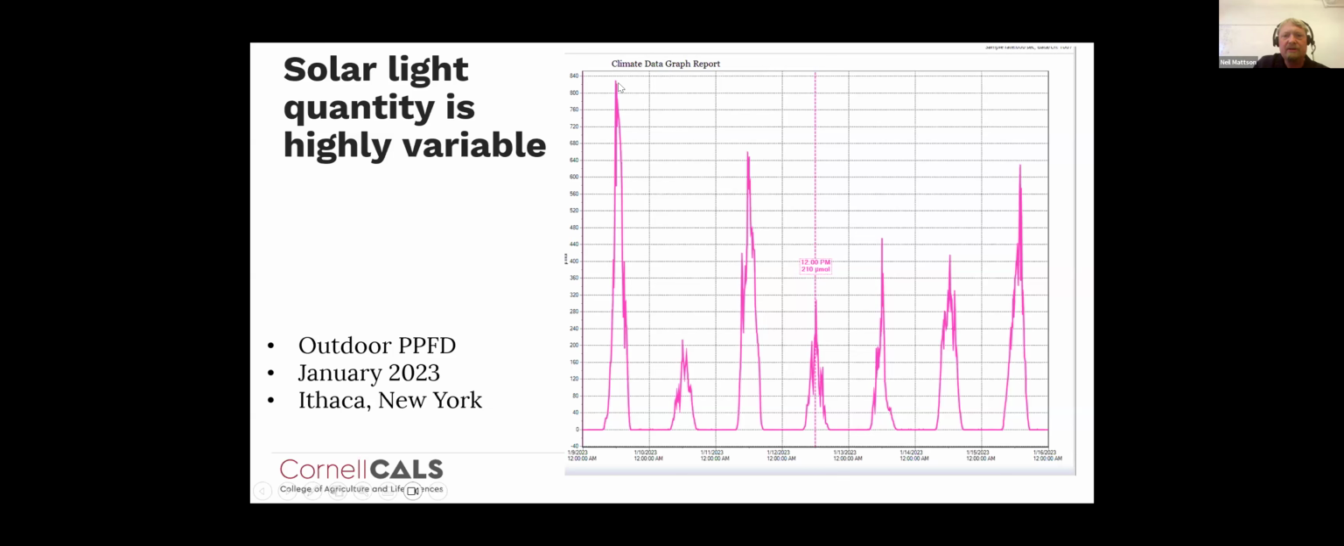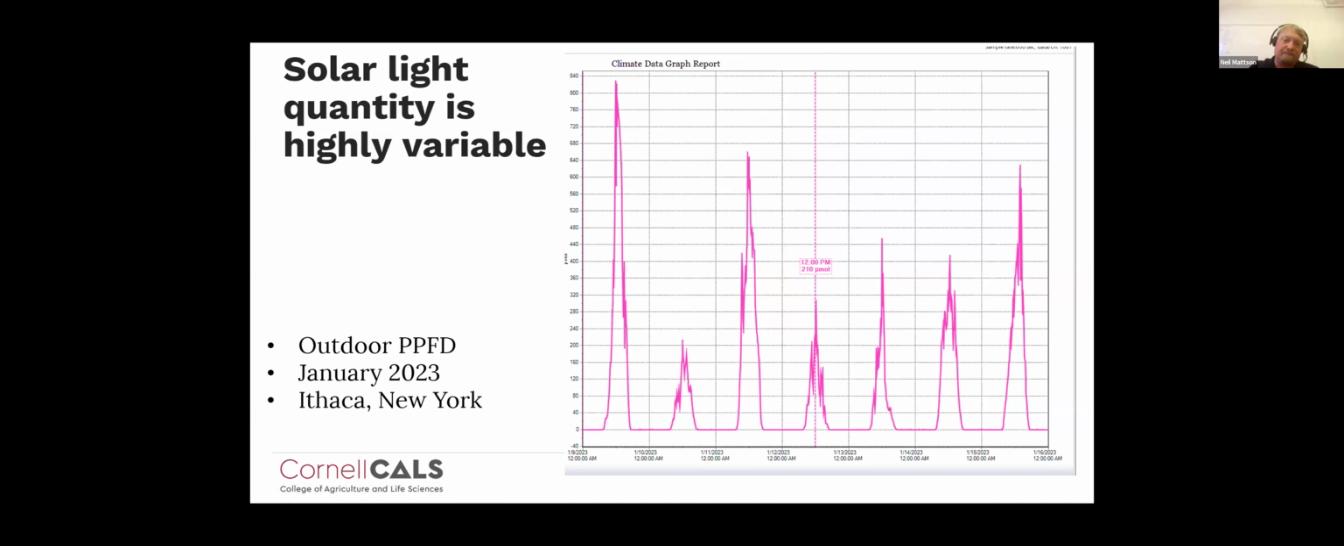At least during the middle of the day, we had up to 800 micromoles per meter squared per second of light. Then there were cloudy days when we would only get up to 160 or 200 during the middle of the day. And then you can also see even within a day, we have that peak or curve as we go from sunrise to midday to sunset.